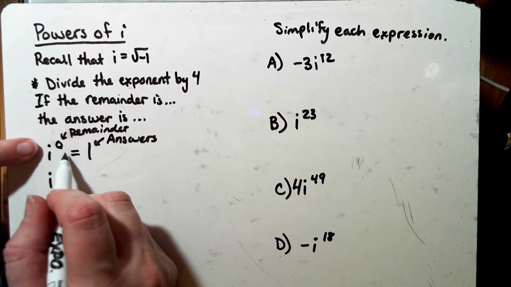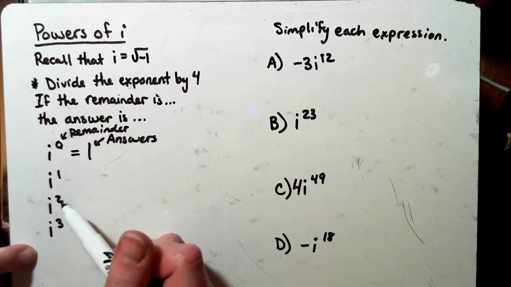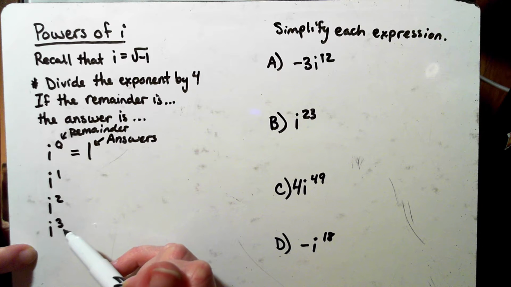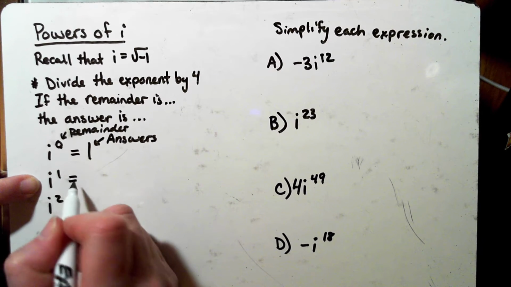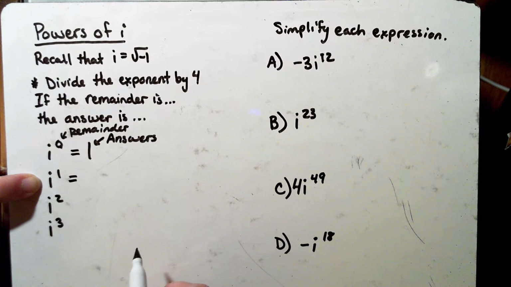So all you need to do is make this little chart here: i to the 0, i to the 1st, i to the 2nd, and i to the 3rd. And it's going to cycle through these four answers for any power of i.